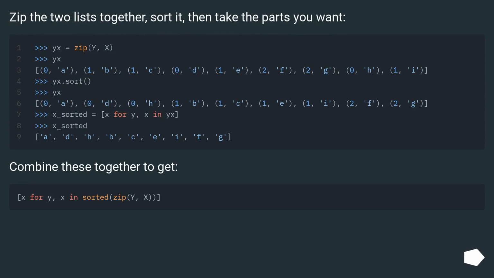Zip the two lists together, sort it, then take the parts you want. Combine these together to get.